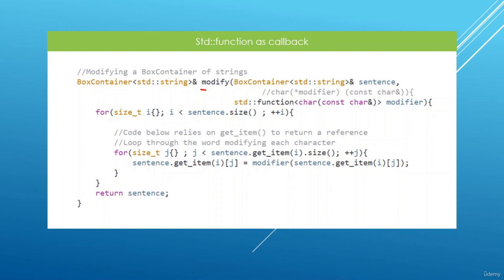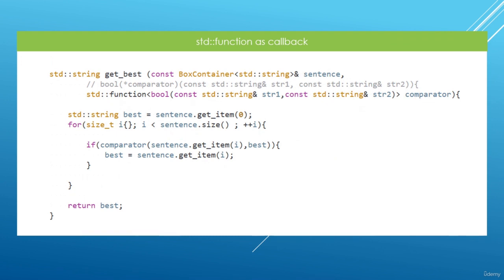Here we have our modify function, which is going to be modifying a box container of std::strings. We are not going to use a callback directly. We're going to take this out, and we're going to model this as std::function. This will give us the ability to use any kind of callback we want in our C++ program. We can use a function pointer, we can use a functor, we can use a lambda function. Any of those is really going to work in our C++ program.